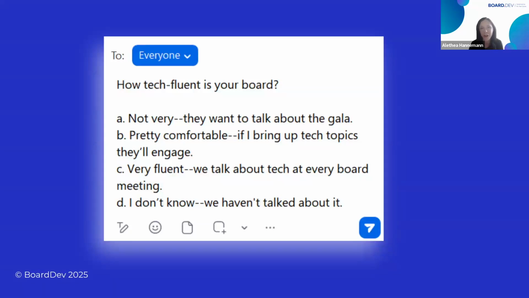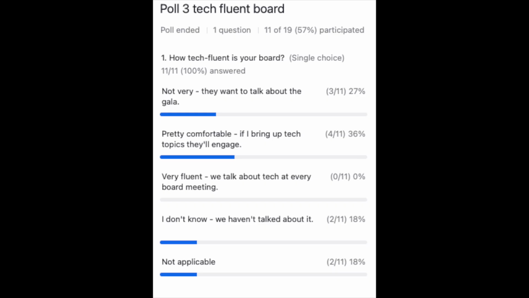Our board members want to talk about the gala. That was my board at God's Love We Deliver for sure. Amazing, talented people did not want to talk about tech at all. Pretty comfortable. So if you talk about tech, they can engage. Really fluent and engaged. They want to talk about tech at every board meeting. It might be on your agenda, or you don't know. And then we do have not applicable, but that would be if you weren't using tech and you didn't feel like they needed to engage at all.